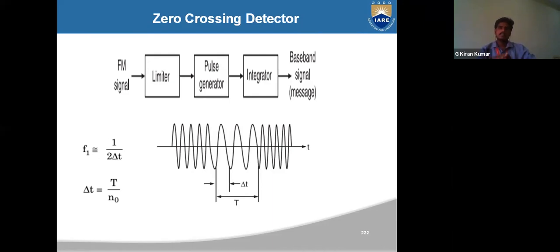What will happen inside the zero crossing detector? Basically, we have three parts in the zero crossing detector. For theoretical purposes, I will explain the block diagram. What will happen in the limiter, what will happen in the pulse generator, what will happen in the integrator, and what is the output of the zero crossing detector?